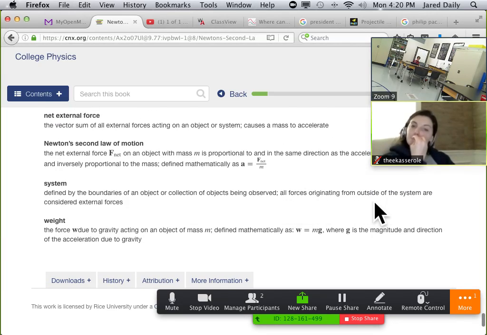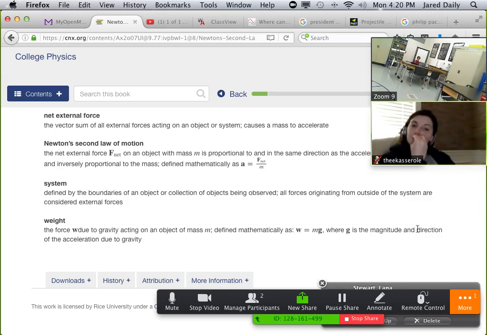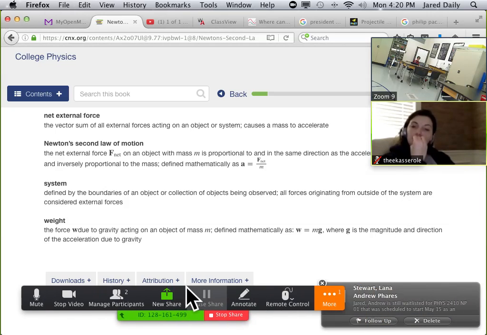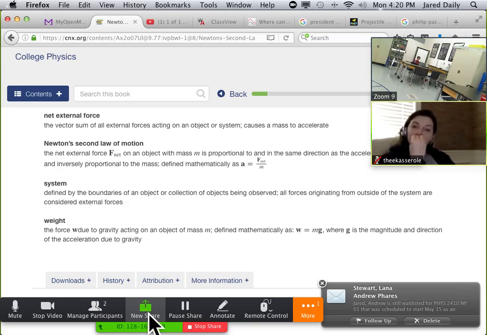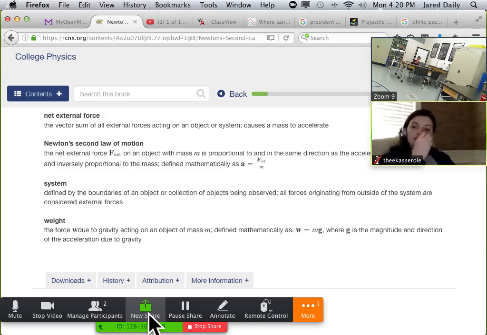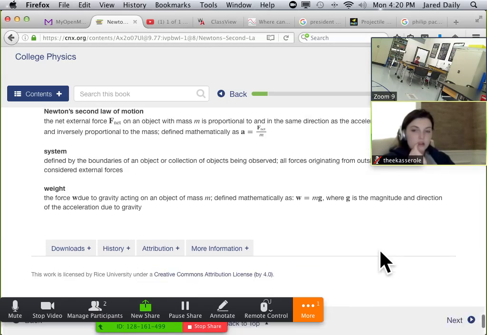All forces originating from outside the system are considered external forces, and that's why it's important, because we need to know what is an external force. An external force is something that is acting from the outside of your system of interest. The things that you're interested in seeing what happens to are your system, and sometimes physicists will draw a circle around that system, a dotted circle or a dotted box or something in their drawing just to make clear what they're talking about. Clear what they're calculating things about.